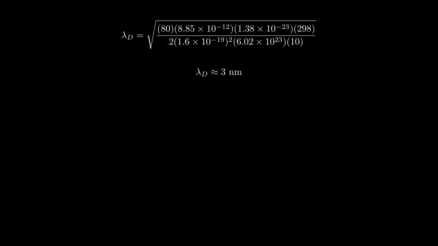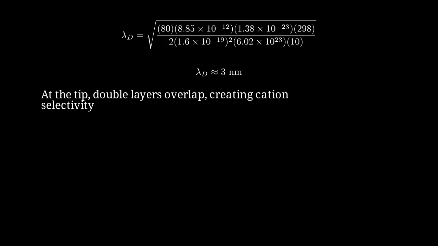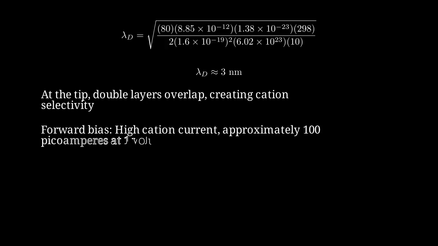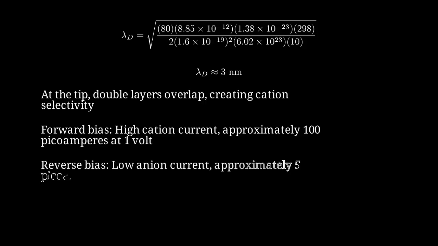This gives a Debye length of approximately 3 nanometers, which is comparable to the tip radius. At the 10 nanometer tip, the double layers from opposite walls overlap significantly, creating strong cation selectivity. In forward bias, with positive voltage at the base, cations flow easily from base to tip, giving roughly 100 picoamperes at 1 volt. In reverse bias, anions are repelled by the negative surface, giving only about 5 picoamperes at -1 volt.